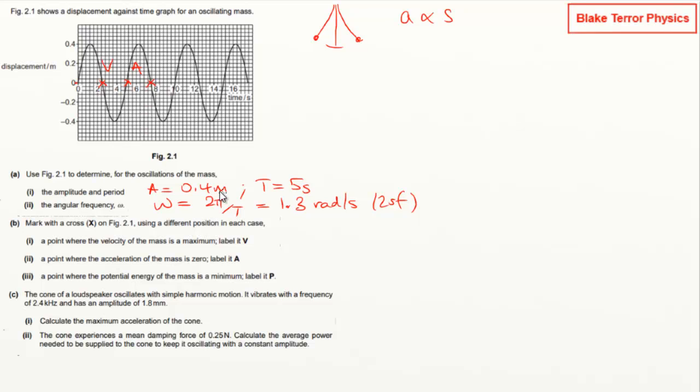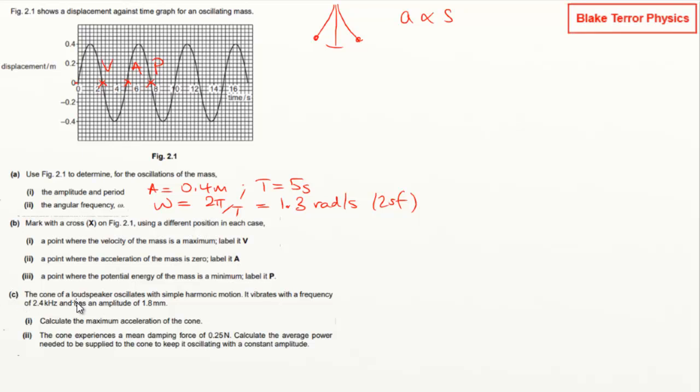And then same for potential energy. If we've got a maximum kinetic energy, we must have a minimum potential energy, because we're just passing backwards and forwards between kinetic and potential. So that's going to be a P. So any 3 points that are intersecting the x-axis and you are fine.